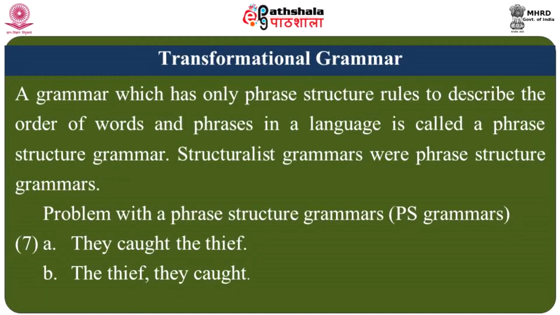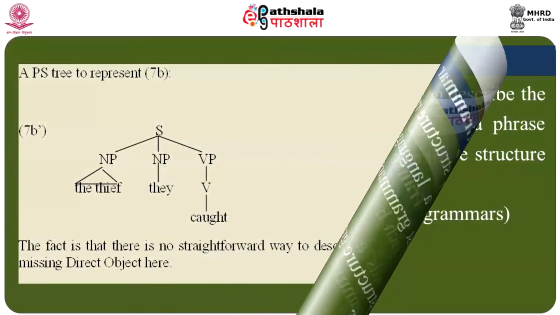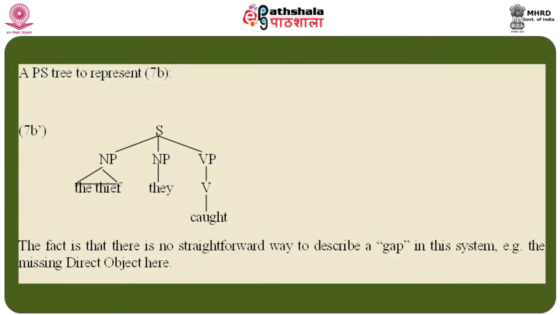Also, we encounter another problem further down. The verb caught or catch is a transitive verb which requires a direct object. But the direct object is missing here. So on the one hand, we have an extra phrase at the beginning of the sentence, and on the other, we have a missing phrase at the end of the sentence. If we try to write phrase structure rules to generate such sentences, we shall get into a hopeless muddle. Try drawing a PS tree to represent the sentence, the thief they caught. This is how the sentence will look, as you see it on the screen. The fact is that there is no straightforward way to describe a gap in this system. For example, the missing direct object here.